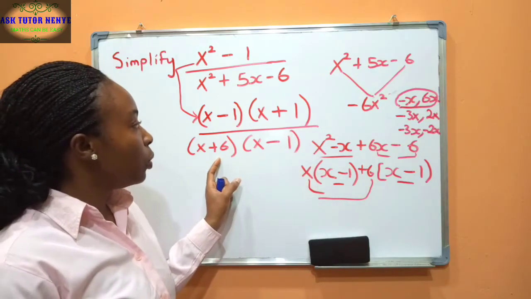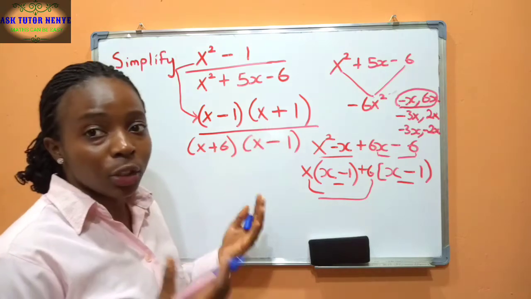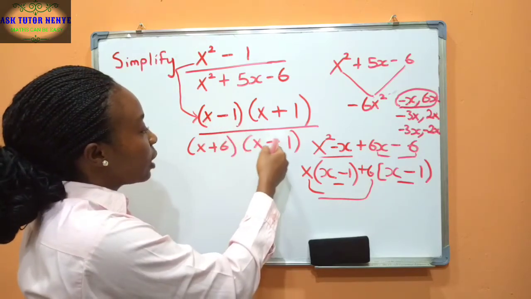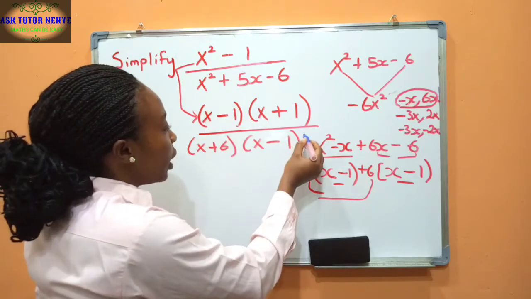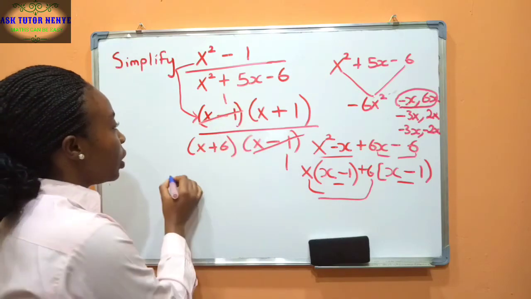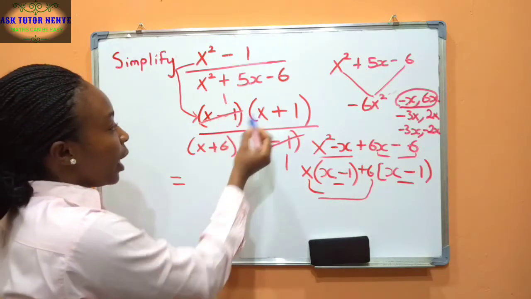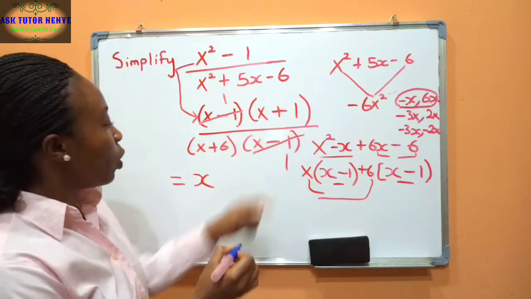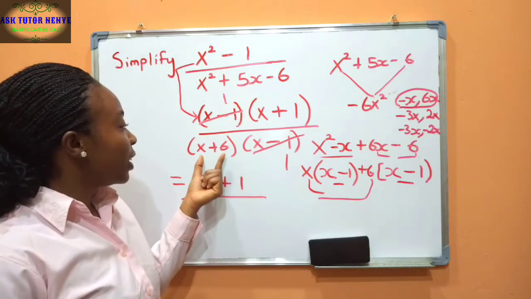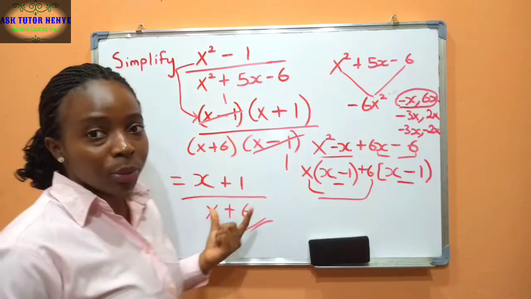So the next thing we are going to look for, is there anything that can divide? Look at the numerator, look at the denominator. So we have minus x minus 1 here, and we have x minus 1. So this can divide. So x minus 1 divided by itself is 1. So the next thing we are going to do, we are going to use 1 to multiply this. So if you say 1 times x, you have x. 1 times 1, you have plus 1 over, what we are left with in the denominator is x plus 6. So this becomes our answer.